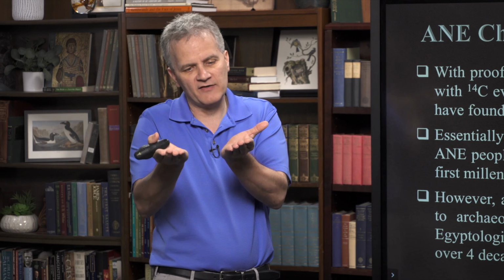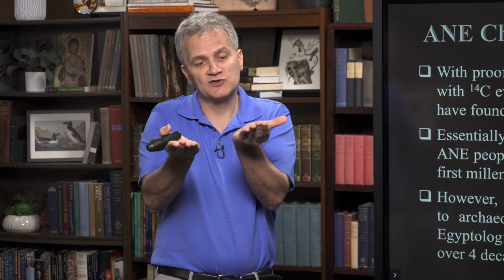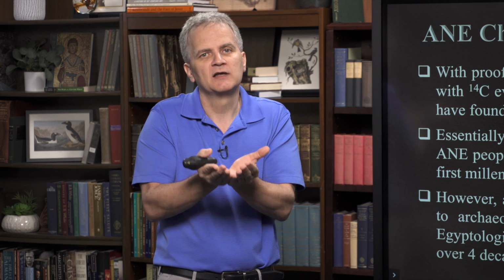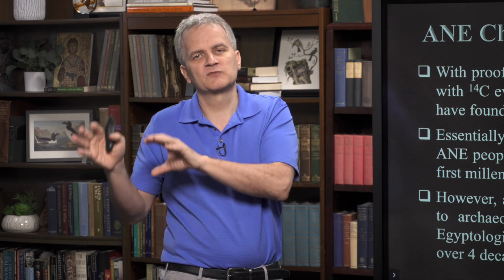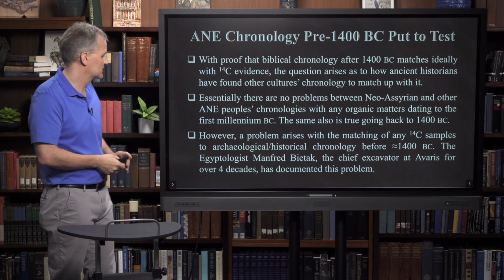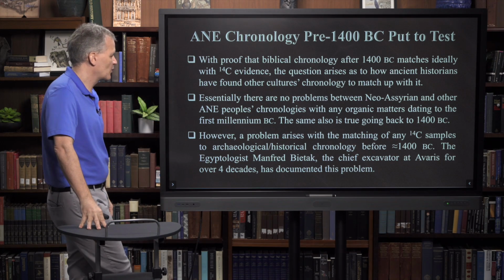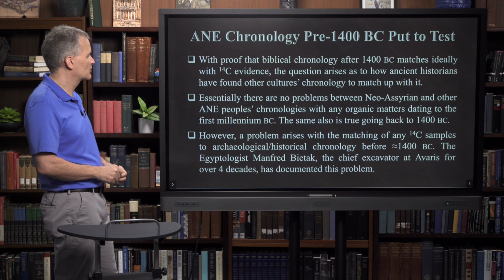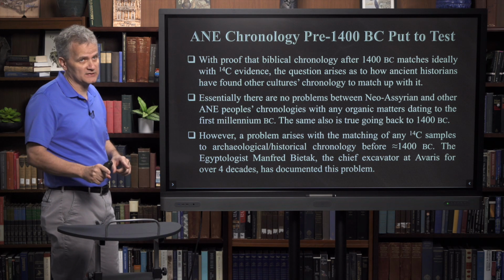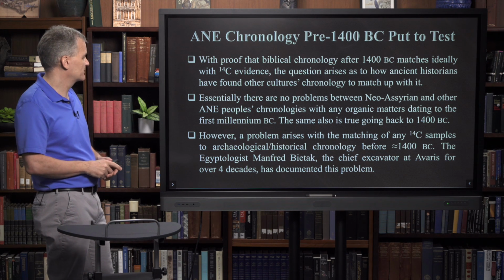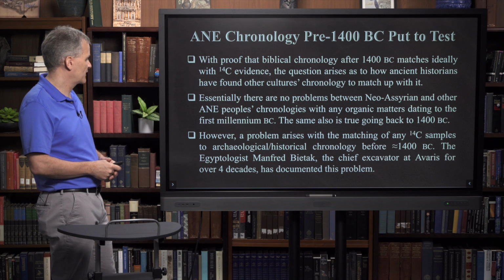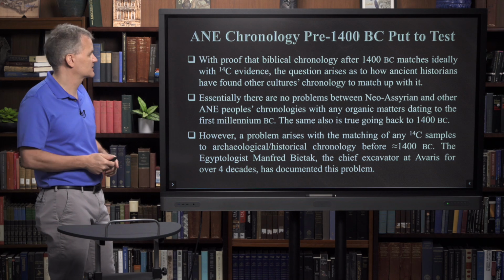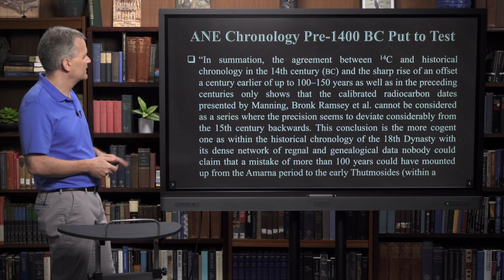If there's any radiocarbon evidence and a date is known as a fixed date on the absolute timeline, they have an almost perfect match. So just like with 1000 BC and 700 BC in the Bible, we have that same consistency. However, a problem arises with the matching of any carbon-14 samples to archaeological historical chronology before 1400 BC. The Egyptologist Manfred Bietak, who was the chief excavator at Avaris for over 4 decades, is the one who really documented and discussed this first and at greatest length. And here's what he says.